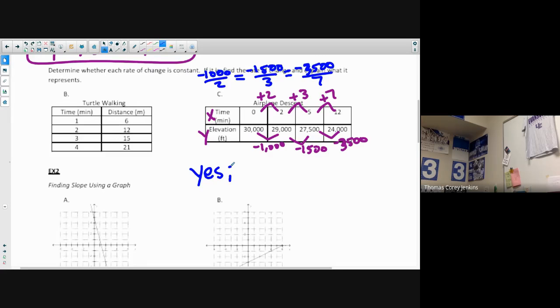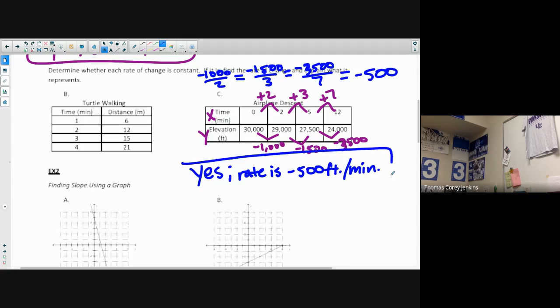And then what does the rate represent? It represents negative 500 feet per minute. All right, so the rate is minus 500 feet per every 1 minute. That's just a unit rate. That's all that is. Okay, that's what a slope is.